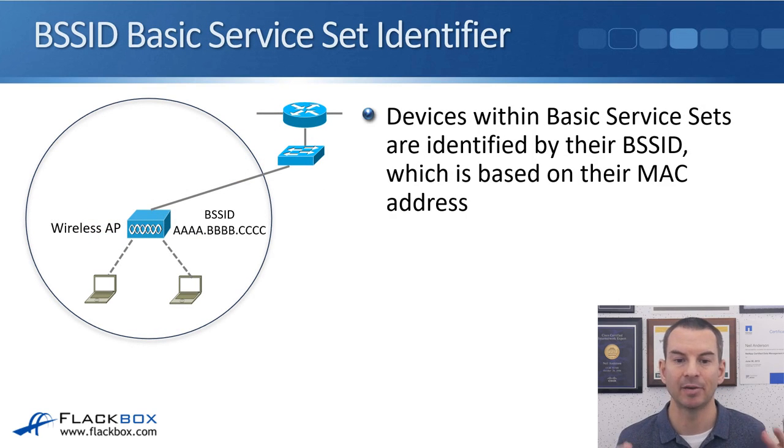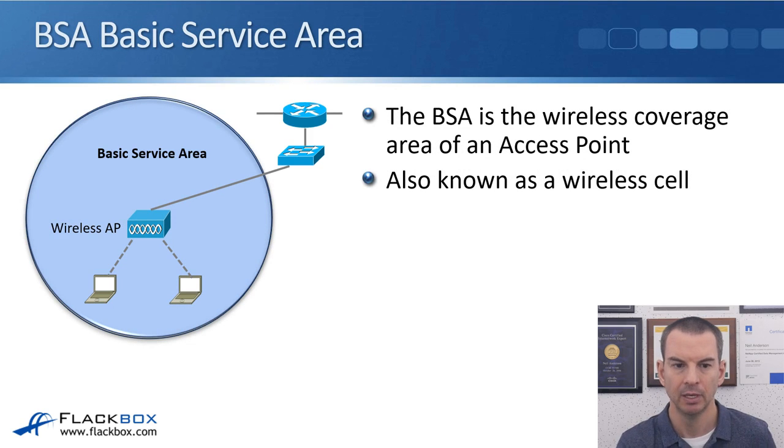BSS ID is a basic service set identifier. Devices within the basic service sets are identified by their BSS ID, and that is based on their MAC address. So you see the example here, our wireless AP has got MAC address A.B.C, so that is used as its BSS ID to identify it in the wireless network.